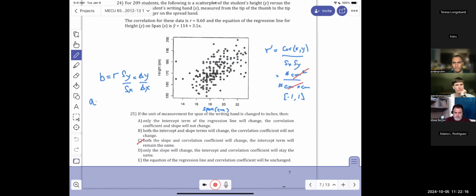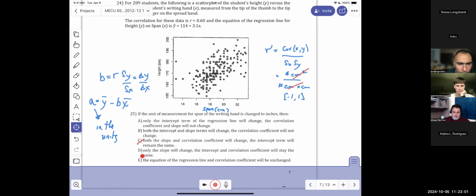But A, which is the intercept, is a value. And I estimate it, or I calculate it, as y bar minus b x bar. So it's going to be in the units. So anyway, I'm just doing this from first principles here, but I think the answer is different, because the answer says it's D.